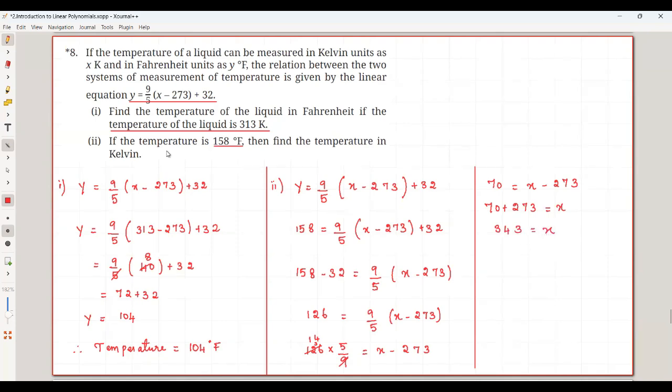Therefore, they are asking the temperature in Kelvin. The temperature will be in Kelvin. Therefore, the temperature in Kelvin for the second one: temperature is equal to 343 Kelvin, K. Hope you can understand this question.